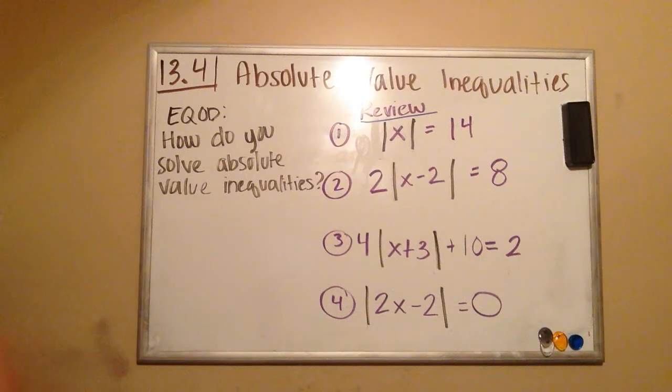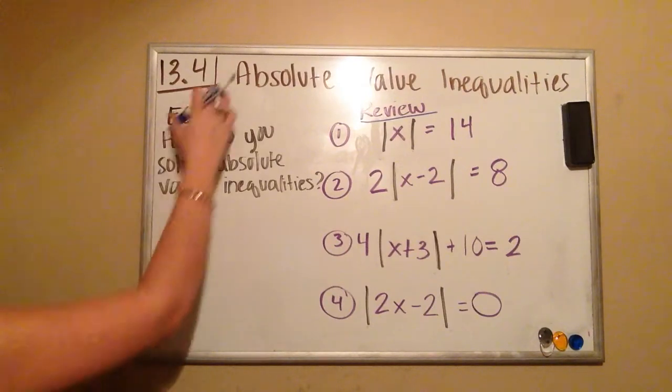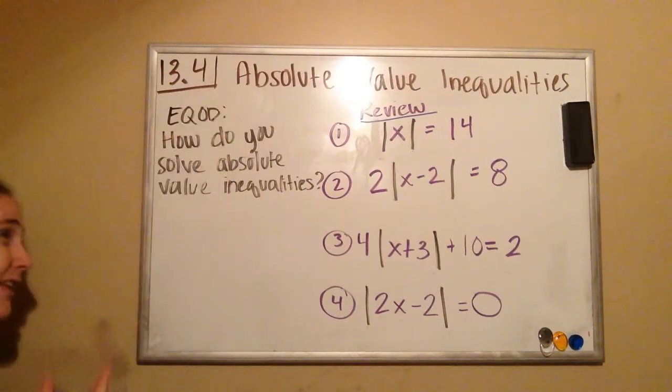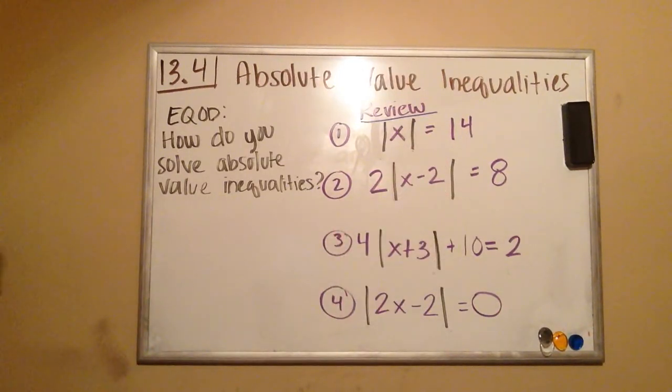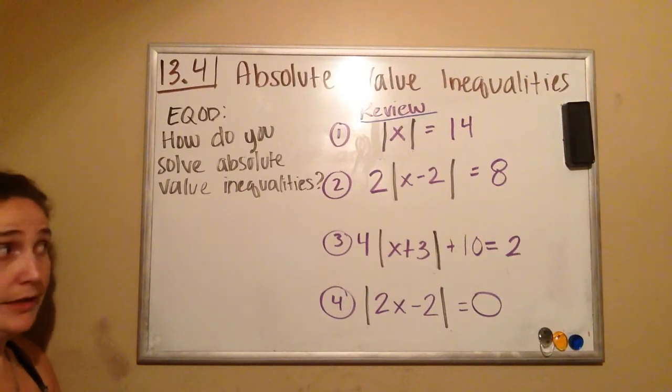Alright, so section 13.4 is absolute value inequalities. Really similar to what we did yesterday on absolute value equations, 13.3, but now this is 13.4. Basically, the only thing that's going to change is instead of an equal sign, we're going to be dealing with some inequalities, so less than, greater than signs. Okay? Central question: how do you solve an absolute value inequality?